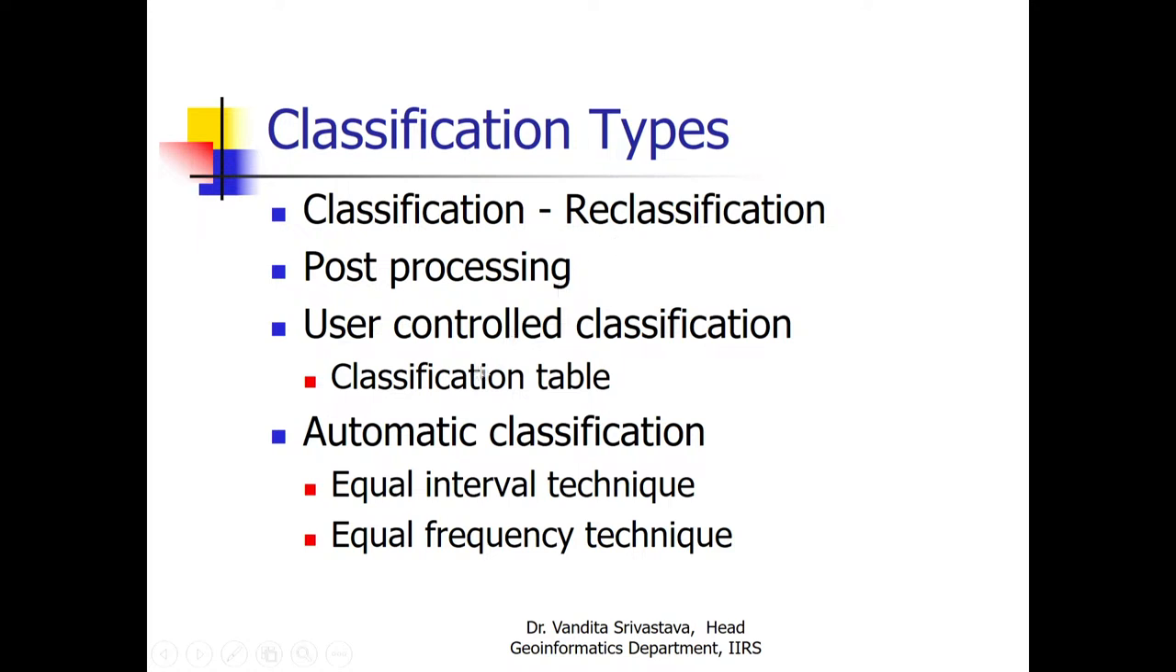And the classification methods, as I said, are of two types. The user controlled classification, wherein the classification table is decided by the user, while in case of automatic classification, the user only tells the number of classes in the input and the output, and the algorithm decides the classification table. So there are two methods, equal interval and equal frequency classification.